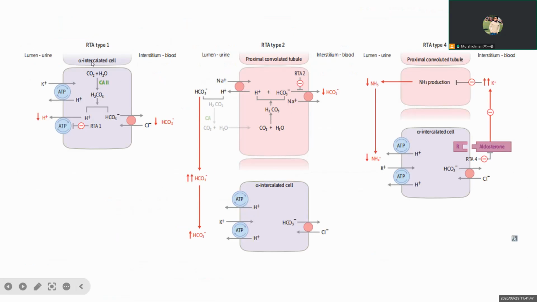And over here you can see that RTA type 1 happens in the alpha intercalated cells. The luminal side is facing the urine, the tissue side is facing the blood, and we do have the bicarbonate formation. Now you can try to predict all the consequences, step by step.